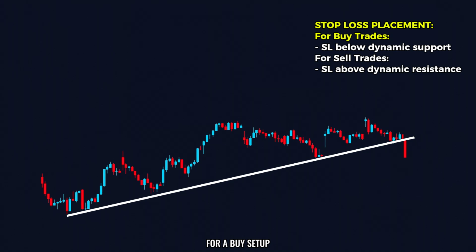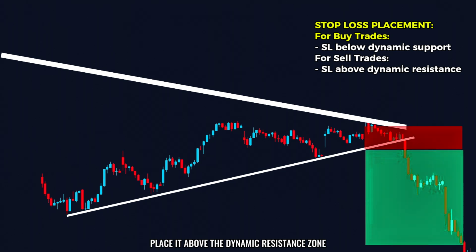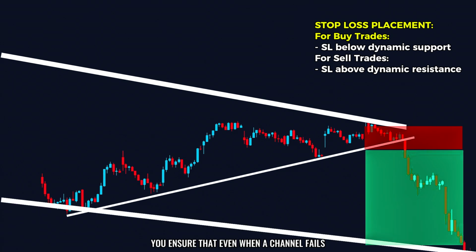For a buy setup, place your stop loss safely below the dynamic support zone. For a short setup, place it above the dynamic resistance zone. By using a strict stop loss and managing your risk properly, you ensure that even when a channel fails, your capital is fully protected.